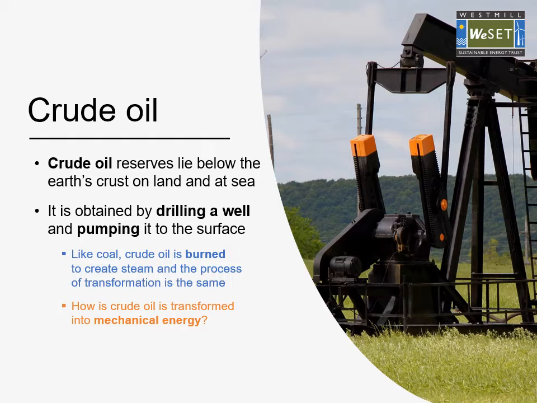Now, when it is extracted, like coal, it can be burned to create steam to generate electrical energy. However, crude oil is also used as the base for many fuels and other products, including, as we've said, plastics. And for it to be used in this way, contaminants in the crude oil need to be removed. This is done at a refinery. So thinking about that, how do you think crude oil is transformed into mechanical energy, say for a car?